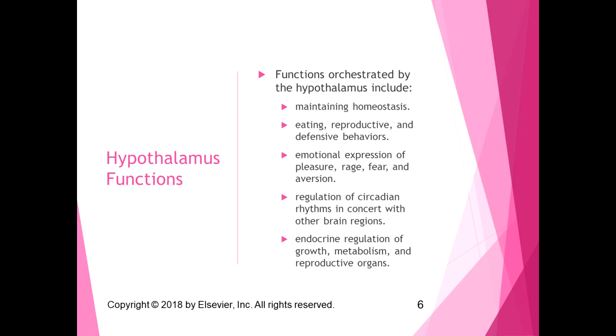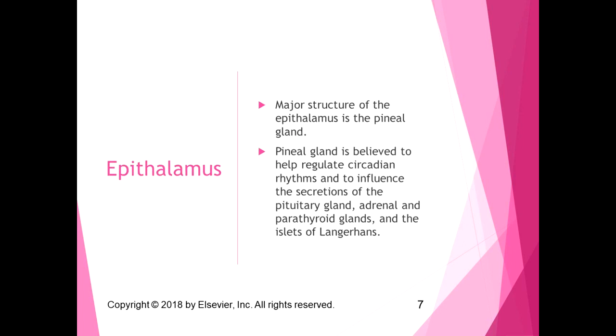So the hypothalamus, hugely important area in our brain. And it's right in the center. So all these things in the diencephalon, right in the center of the brain. The epithalamus. The major structure of the epithalamus is the pineal gland. And the pineal gland is believed to help regulate circadian rhythms and to influence the secretions of the pituitary gland, adrenal and parathyroid glands, and the islets of Langerhans in the pancreas. Those are the guys that do insulin. So obviously the epithalamus is really important to survival as well.